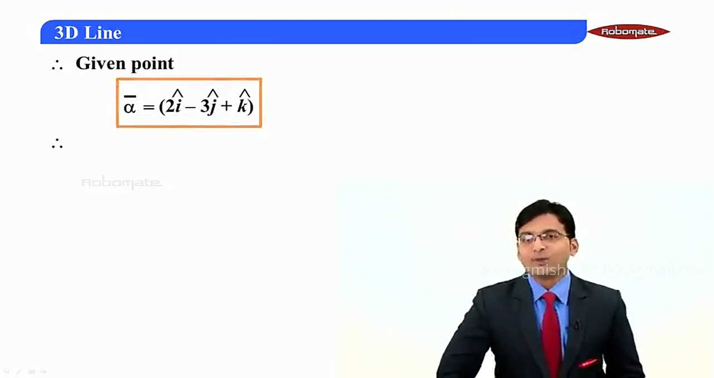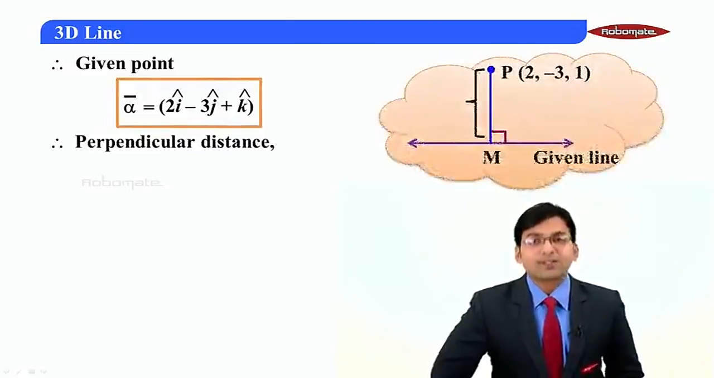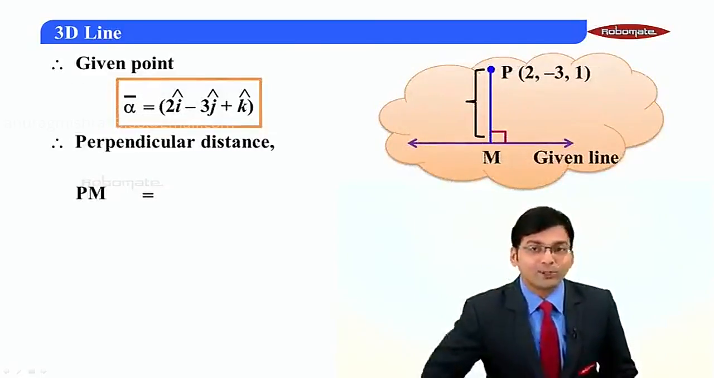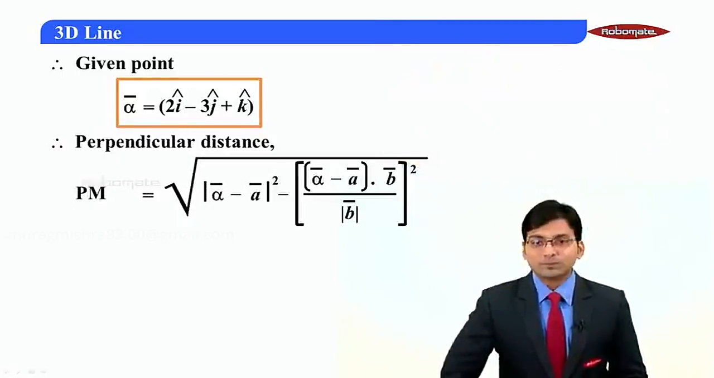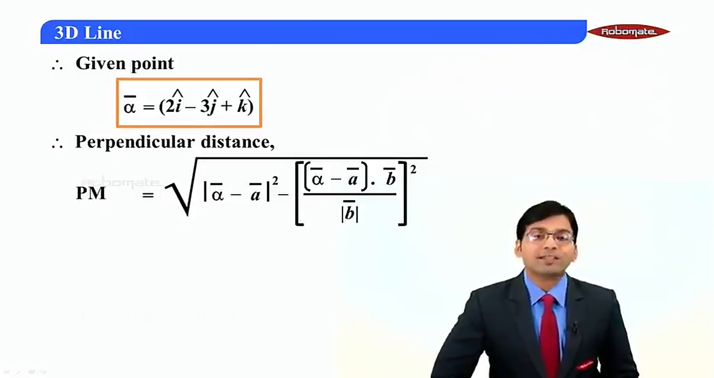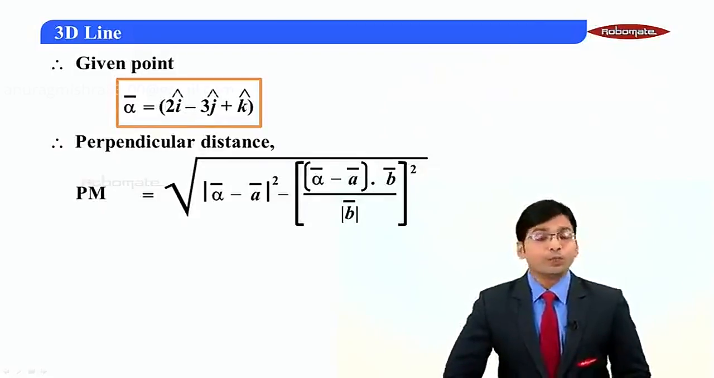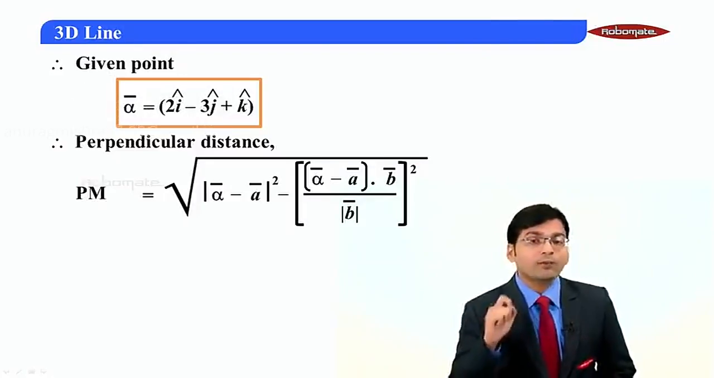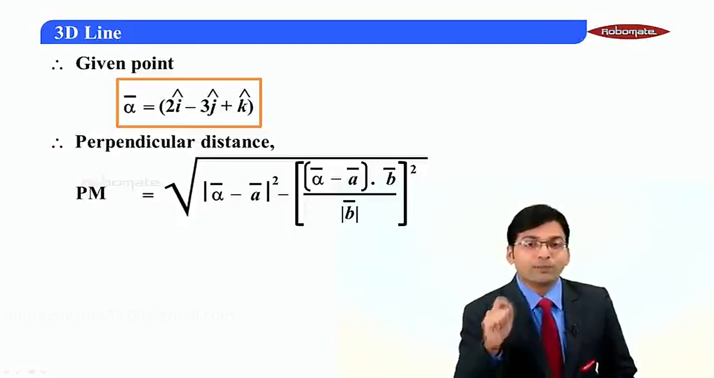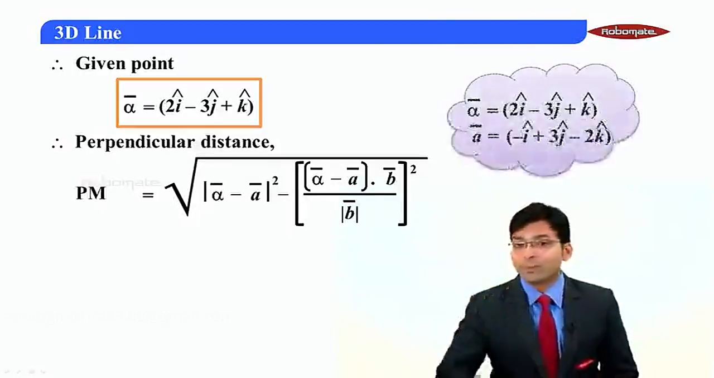Right students? So we say the perpendicular distance is given by, as you can see in the diagram, PM equals square root of |alpha bar minus a bar| whole square minus ((alpha bar minus a bar) dot b bar upon mod of b bar) whole square. Now students, we will take some time to calculate this directly. So we solve this type of problem in parts. We calculate the first part here.